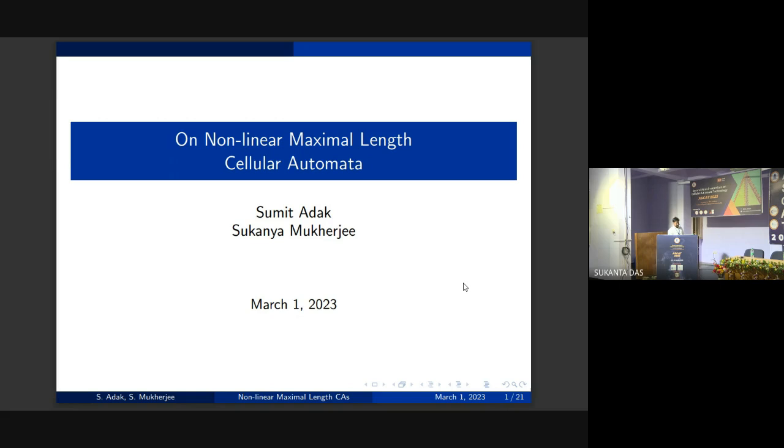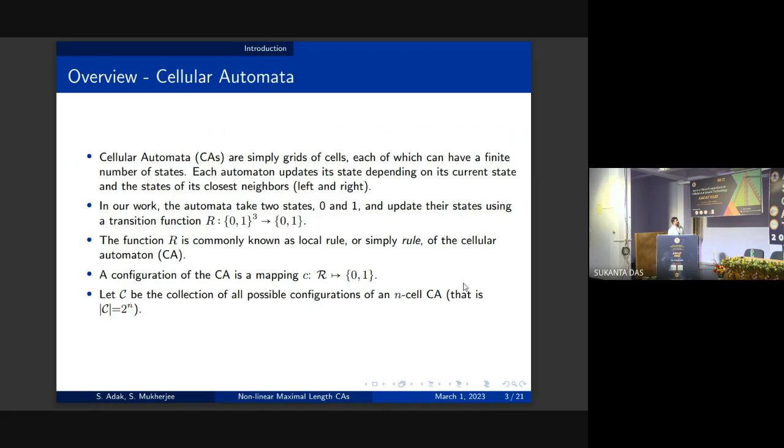So this is the basic overview of cellular automata. Maybe we can move forward. The only one point I have to mention here is that I used the one dimensional two state three neighborhood CA as non-uniform, which followed the null boundary condition.